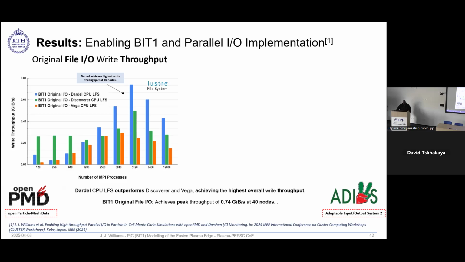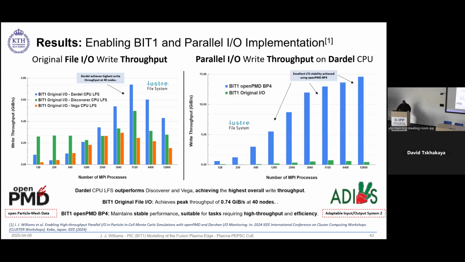So you have Dardel, Discoverer, and Vega. We decided to go with Dardel because it's faster. And then we noticed that when we use parallel I/O, we straight away saw that excellent I/O stability has been achieved using the backend in this case. And it's due to the suitable tasks generated through the throughput and efficiency of the ADIOS2 library and the openPMD process as well. Excellent tools to use.